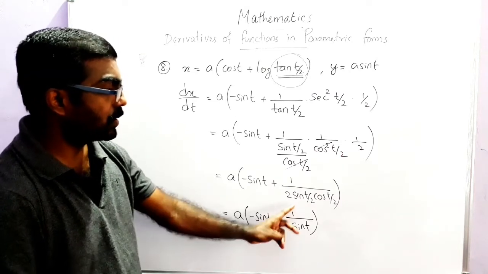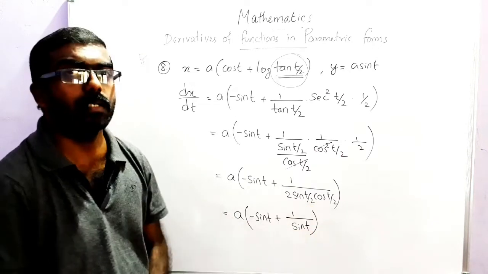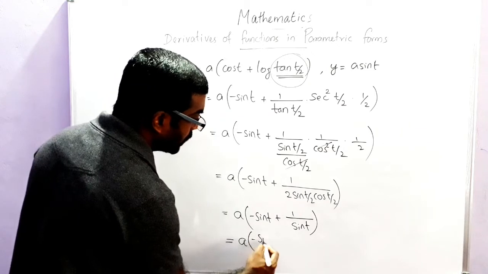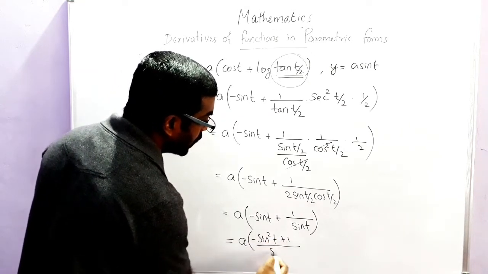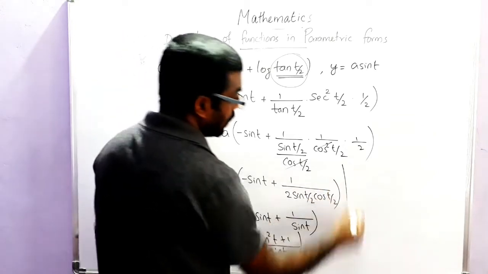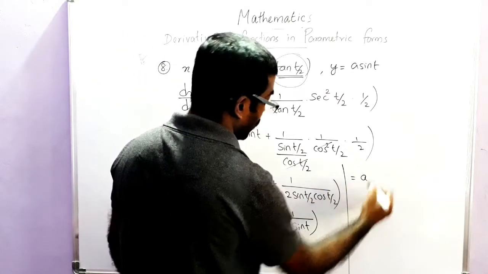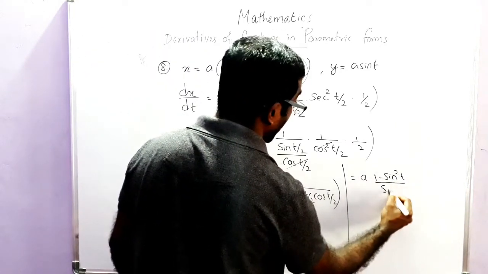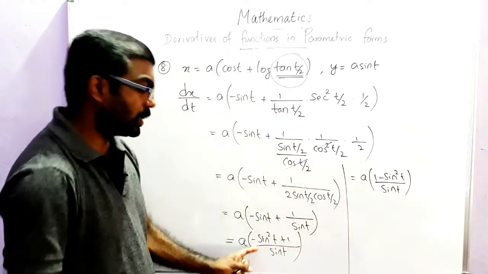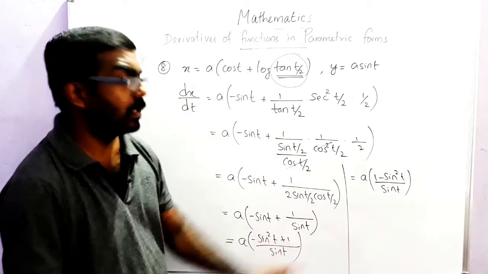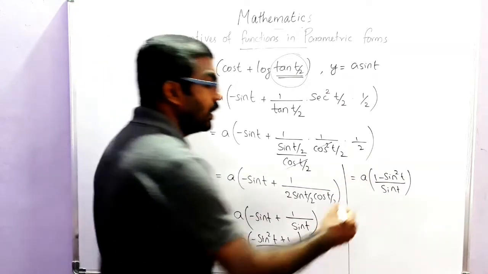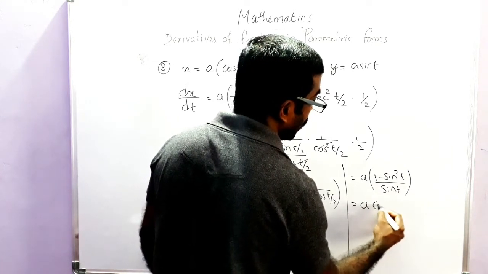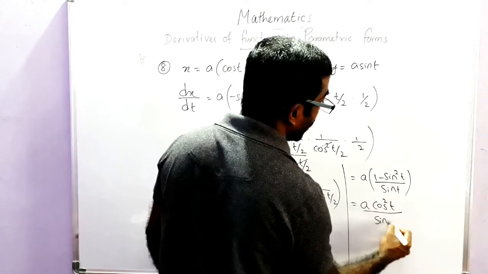So instead of 2 sin t by 2 cos t by 2, we can write sin t. Now we can cross multiply this one: a into minus sin square t plus 1, divided by sin t, which is equal to a into, we can rewrite, 1 minus sin square t divided by sin t. I write the positive term first: 1 minus sin square t divided by sin t. And again we have the formula 1 minus sin square theta is cos square theta, so a into cos square t divided by sin t.